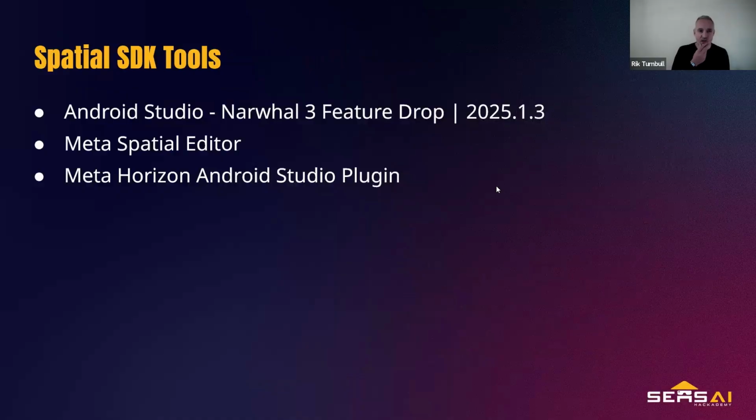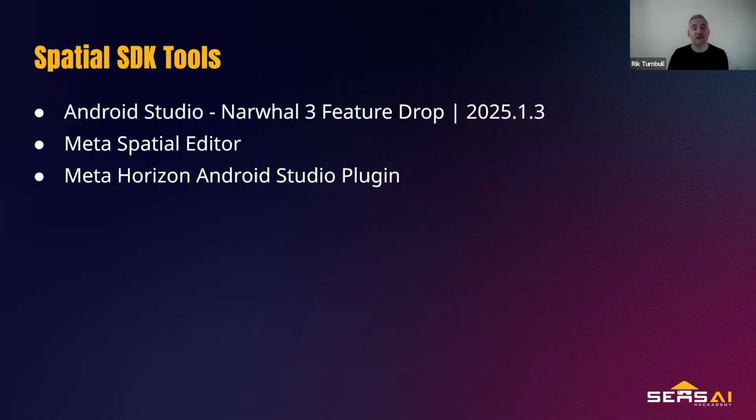Okay, so as far as the tools that we're using, in the example that I have here, I've got Android Studio. So I've got Narwhal, are we pronouncing that? Narwhal 3 feature drop installed. Now, that's not the latest one, but as of last time I checked, it's the one that's supported by the Meta Horizon Studio plugin. So I have that installed so that I can show that plugin. Now, you don't need it, but it is quite useful for debugging your scenes once things are running as well. The main thing that you really need is the Spatial Editor.